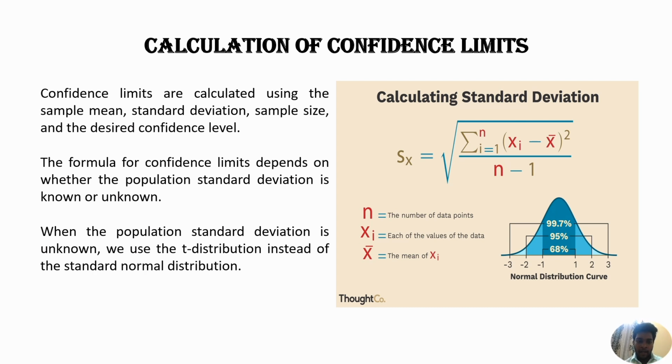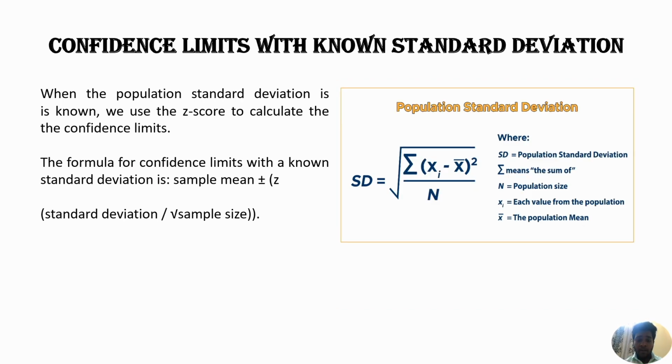Confidence limits are calculated using the sample mean, standard deviation, sample size, and the desired confidence level. The formula for confidence limits depends on whether the population standard deviation is known or unknown. When the population standard deviation is unknown, we use the t-distribution instead of the standard normal distribution. Confidence limits with known standard deviation.